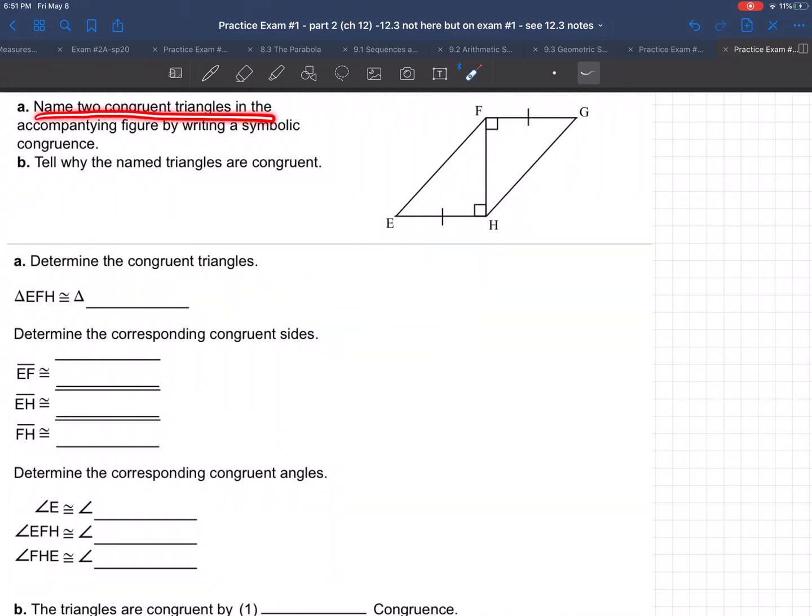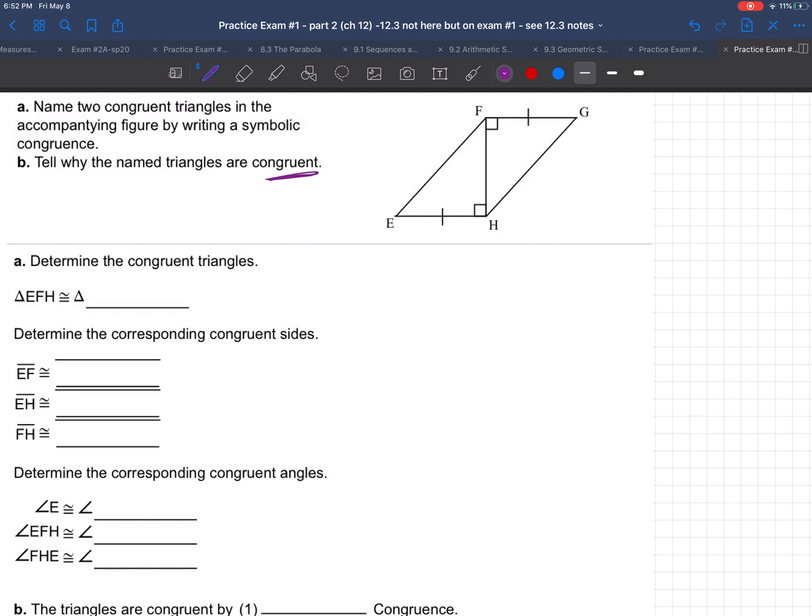Name two congruent triangles in the accompanying figure by writing symbolic congruence. So here we have these two triangles, meaning this triangle here and this triangle there. Those two triangles are congruent, and congruent means identical. How do we know? How are these two triangles congruent, identical?